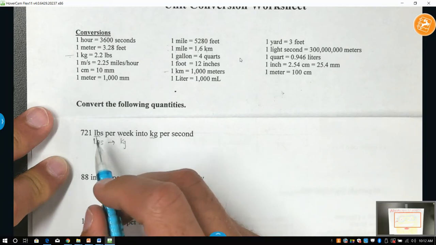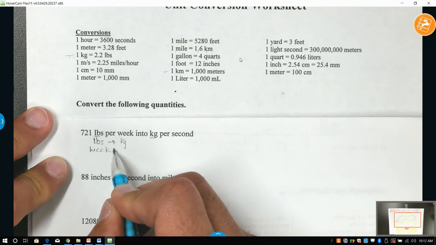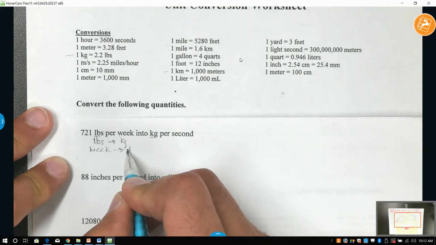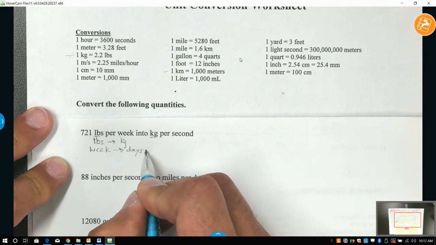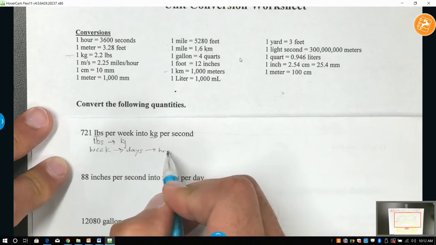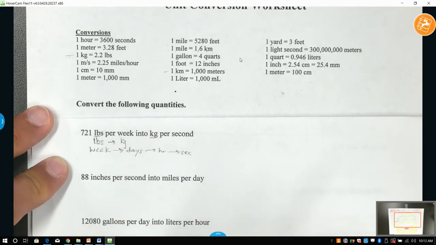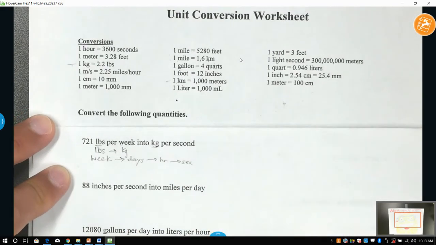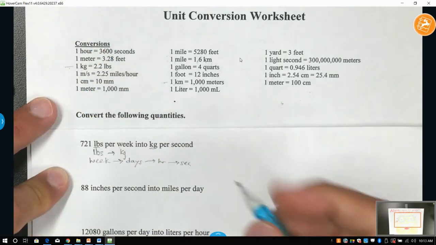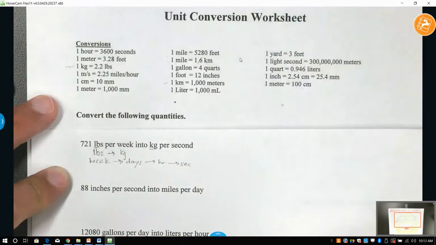So if I want to go from week into a second, we start with week. How many days are in a week, right? We got to break that down. We got to go from week to days, and then days to hours, and then from hours we can go to seconds. We could do minutes, but we do have a conversion here of hours to seconds. Otherwise, it would be like 60 and 60. But since we have that one conversion, it's going to save us a step.